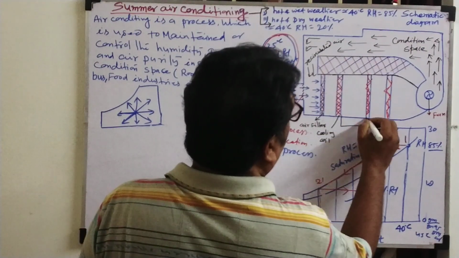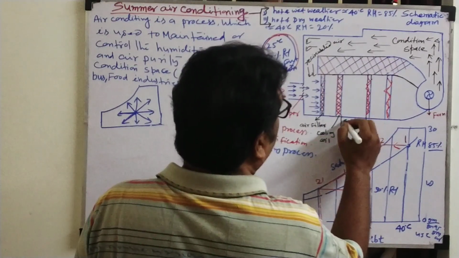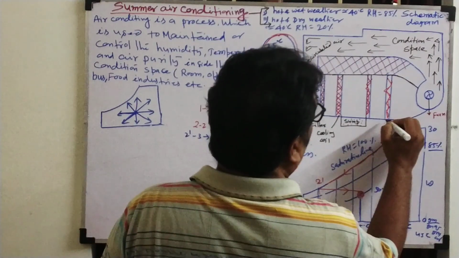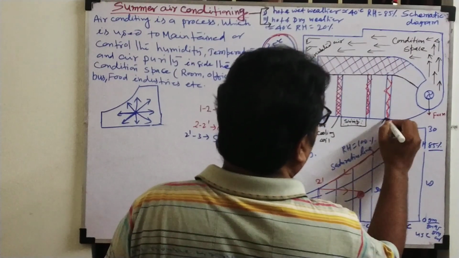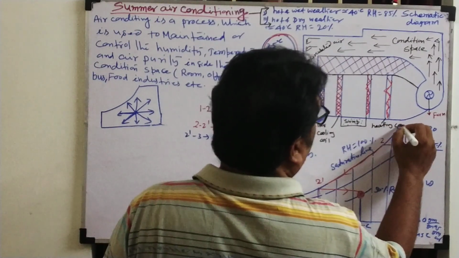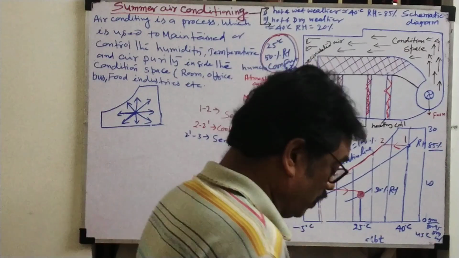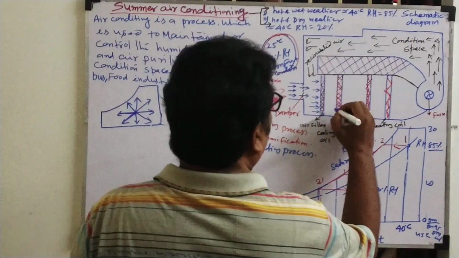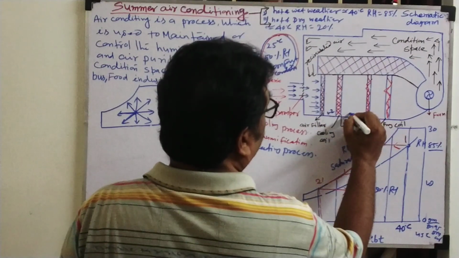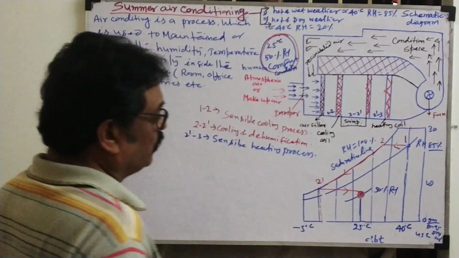Here, this is called the sump. What will happen in the sump? Water particles will accumulate. Now this is called the heating coil. So now you see here 1 to 2. This is the 1 to 2 process. This is called the 2 to 2- process. This is the 2-3 process. So this is the difference.